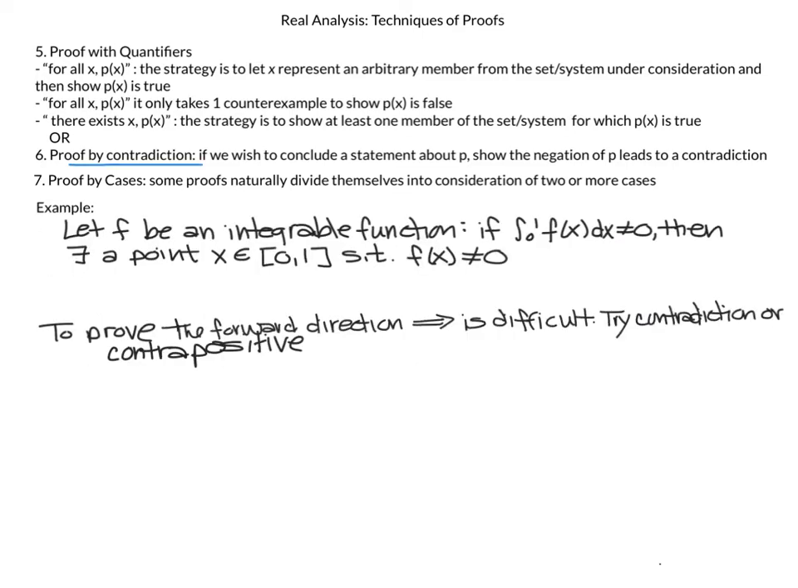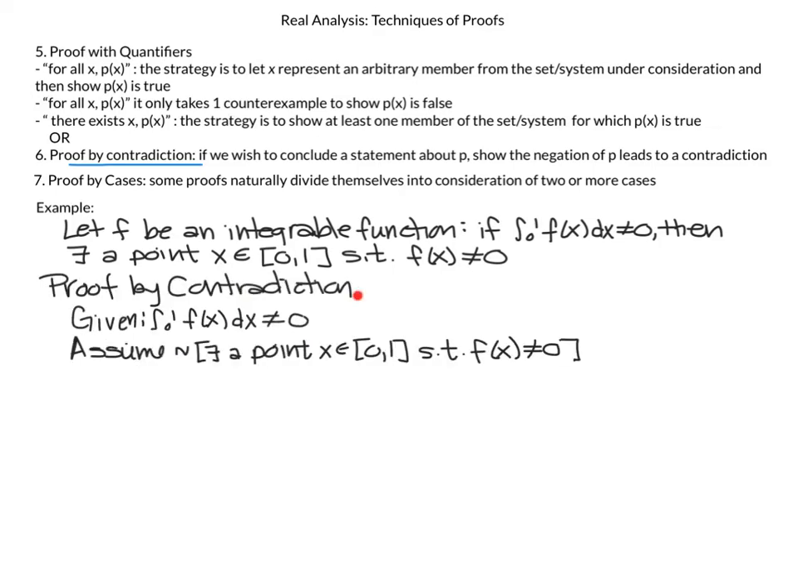Next is an example of proof by contradiction. Let f be an integrable function. If the integral from 0 to 1 of f of x dx is not equal to 0, then there exists a point x in the interval 0 to 1 such that f of x is not equal to 0. To prove this implication is difficult, so we are going to try both contradiction and contrapositive. I will start with contradiction.